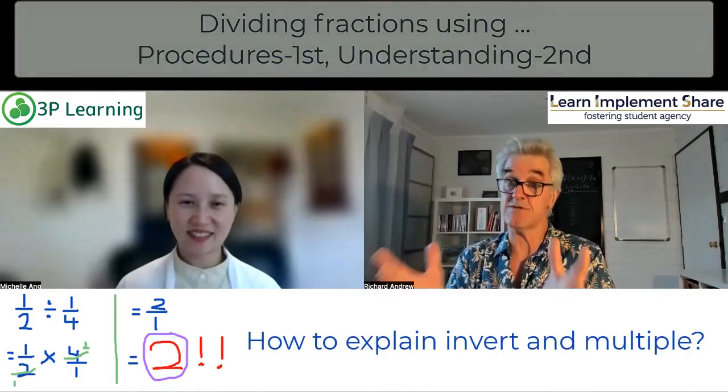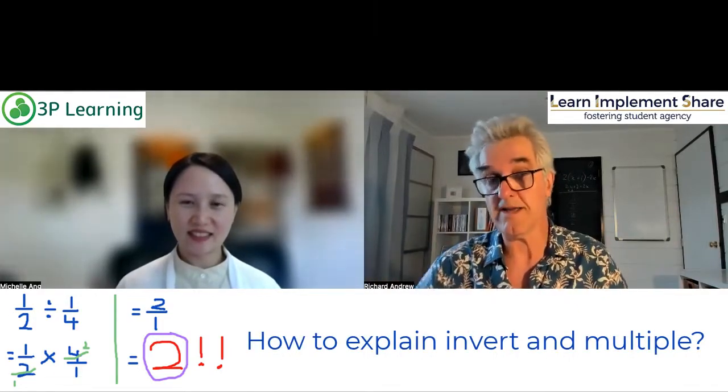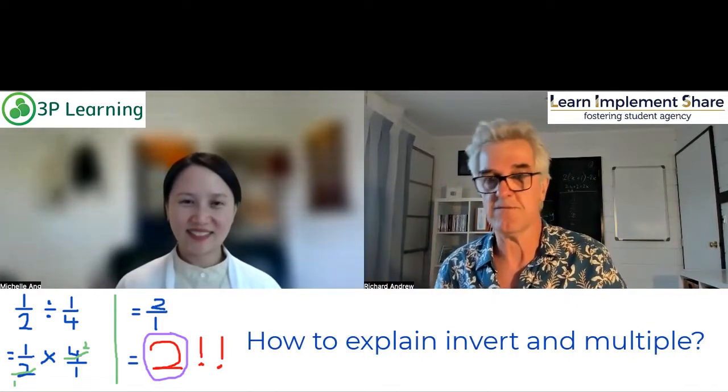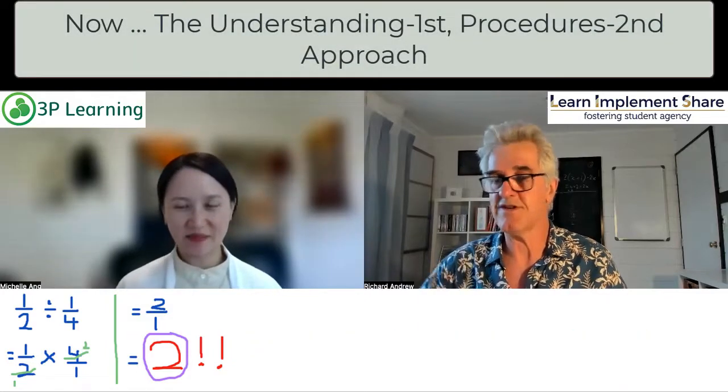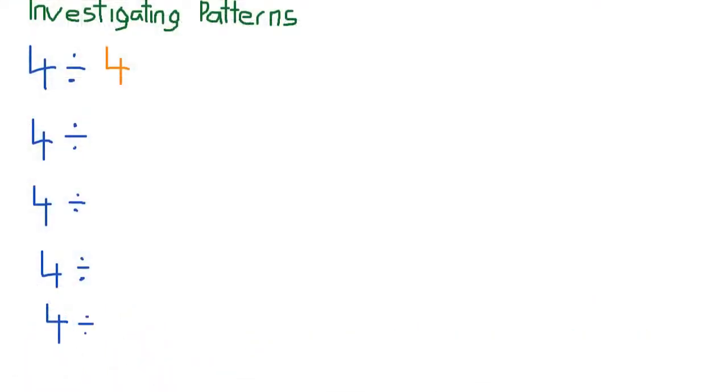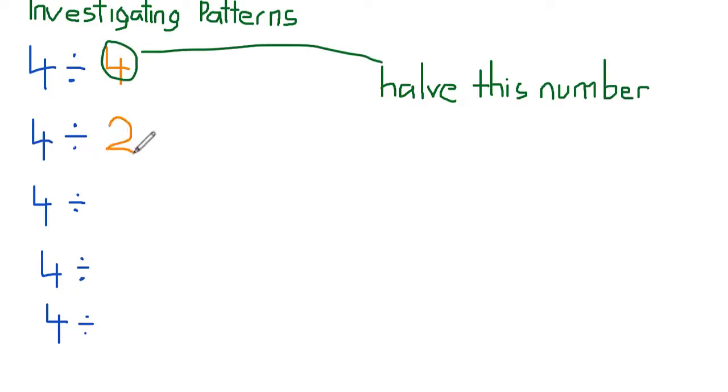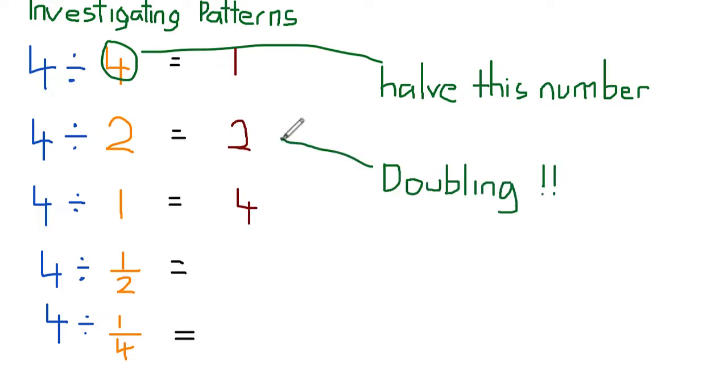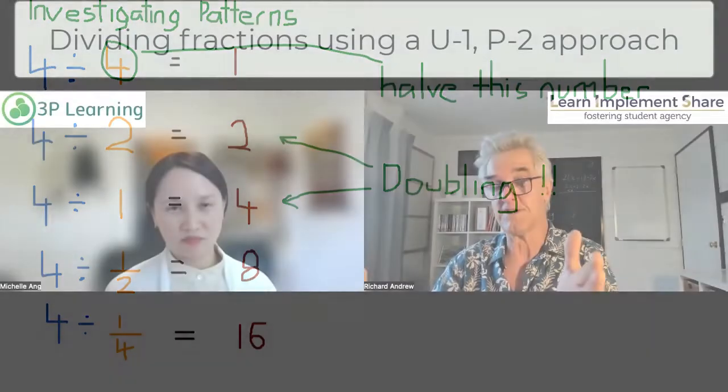It's difficult to explain why you invert and multiply, right? So you don't bother explaining. You have a look at patterns. So you're looking at, let's take, divide something by 4, now divide it by 2, now divide it by 1, now divide it by half, and you see the pattern, and they can see what the predicted answers are, right? So that's one way. That's not the whole thing, but that gives them an idea.